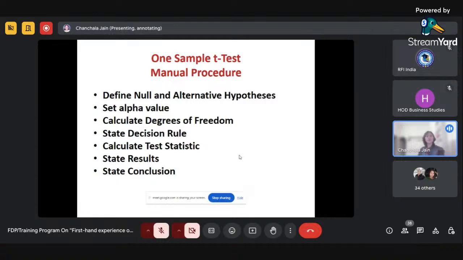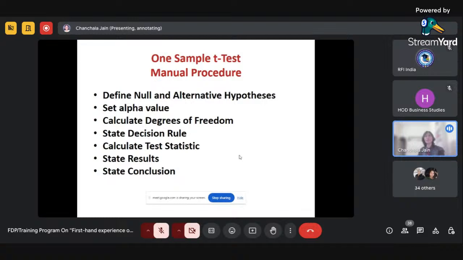Next one is to calculate the degrees of freedom. Degrees of freedom is nothing but the number of observations minus 1. That is, how many of the observations are free to take their values, right? So this is known as degrees of freedom.